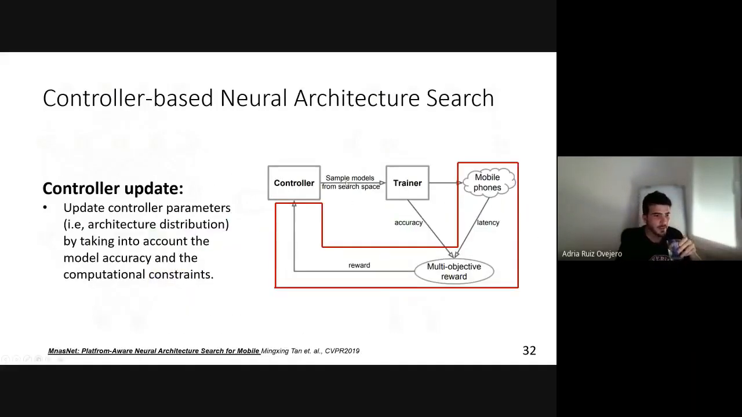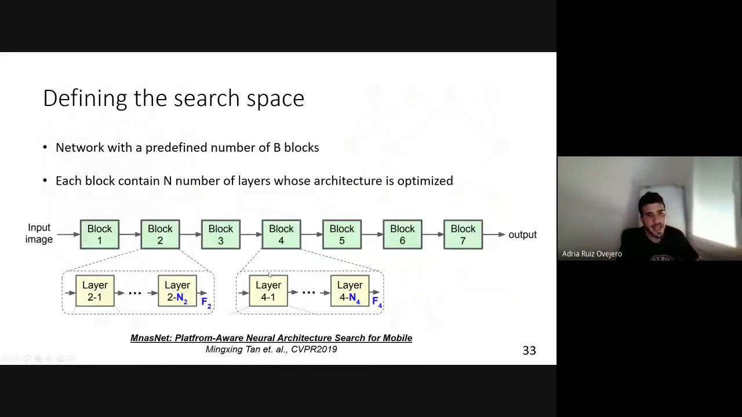To understand this idea much better, I'm going to explain this paper just briefly, MnasNet, which is a quite relevant paper published in 2018. In this paper, the first thing they did is define the search space. So what is the space of architectures that we are considering during our optimization? They said, okay, we define the search space as follows. We use a network with a predefined number of B blocks. This B is a hyperparameter that will not change during optimization. Let's say 7 blocks.